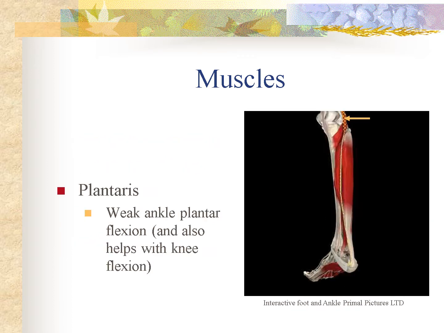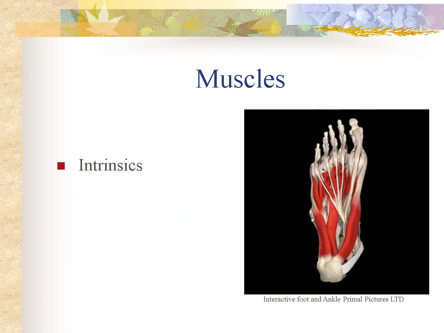We have the plantaris muscle. It is a weak ankle plantar flexor and also helps a little bit with knee flexion. Just good to know. We have intrinsics in the feet. Now, we don't do a lot of fancy stuff with the muscles in our feet. So we don't have a lot of really refined motion, a lot of intricate action, and because of that, we do have intrinsics, but they're not nearly as well developed as in the hand.